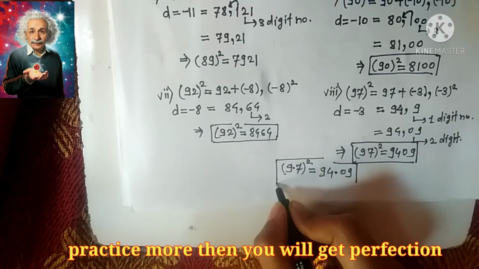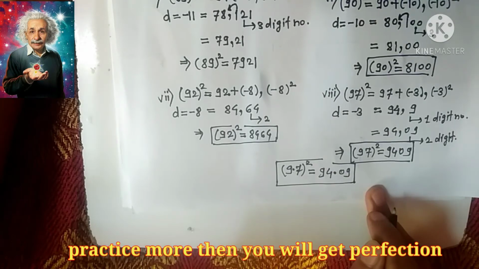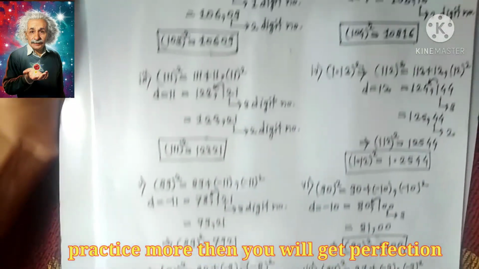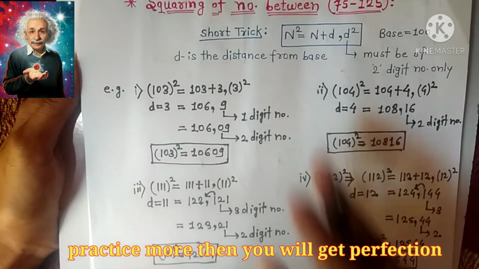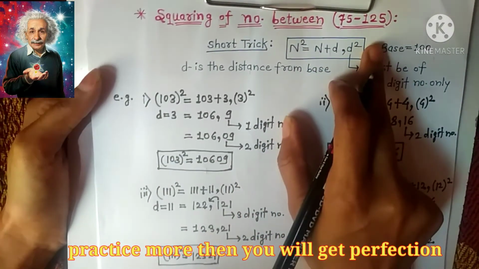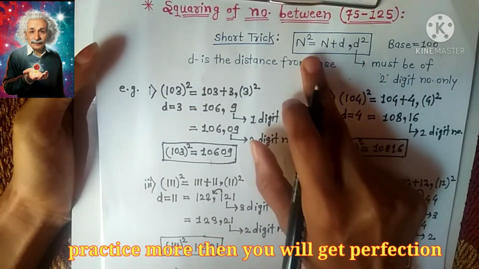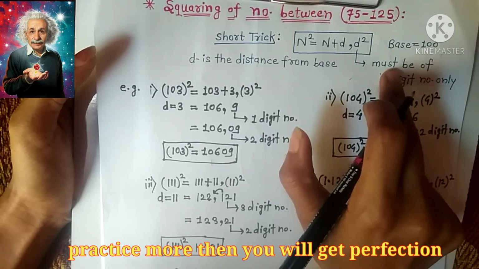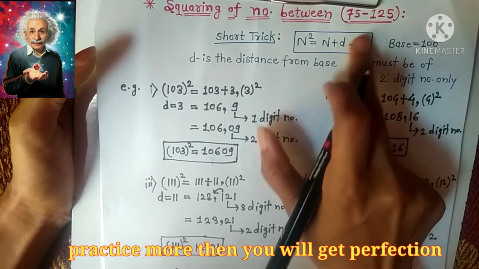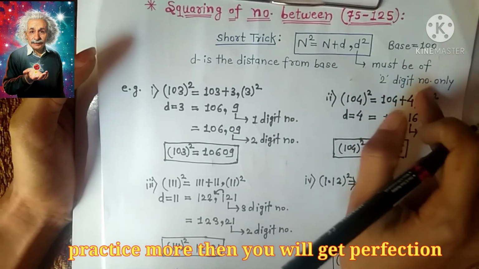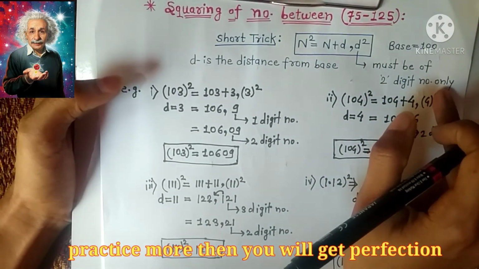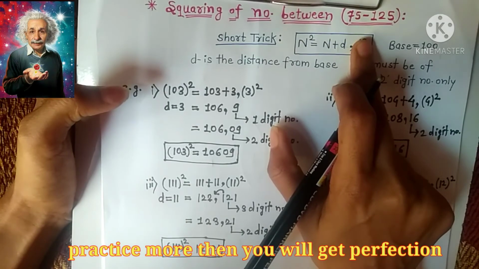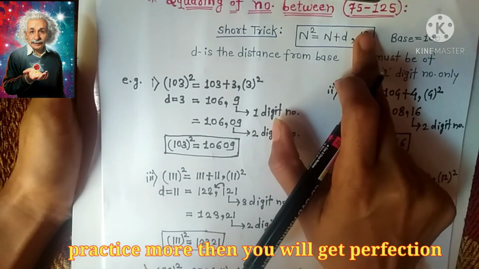In this way you can find the square of numbers between the range 75 to 125. We only have to recall this trick, and the base for this trick is 100. And d is the distance from the base, and the value of d square must be a 2-digit number only. So practice more and then you will get perfection.